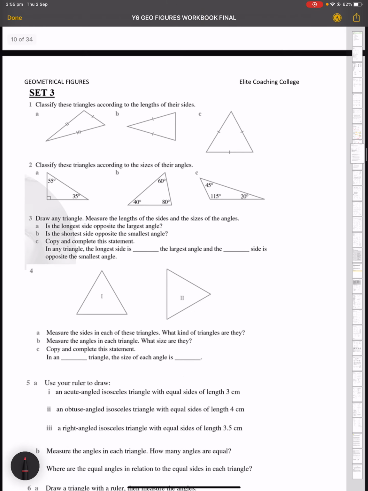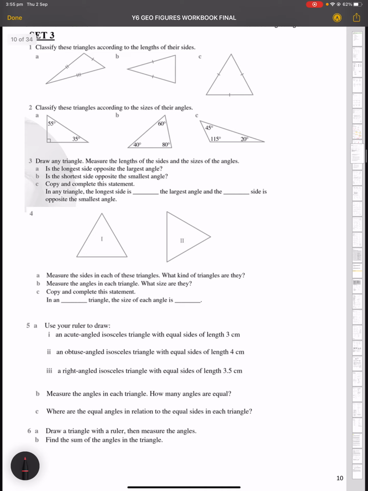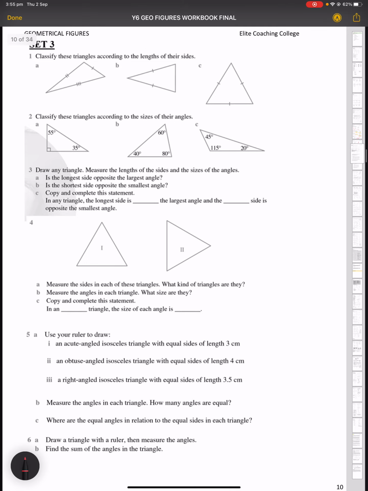Okay, so let's go through some of the sets here. Set 3. Question 1, classify these triangles according to the length of their sides. All the sides are different, scalene. 2 sides are the same, isosceles. And all the sides are equal, so equilateral.